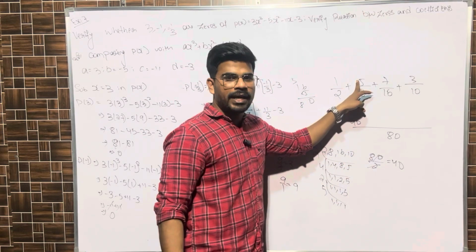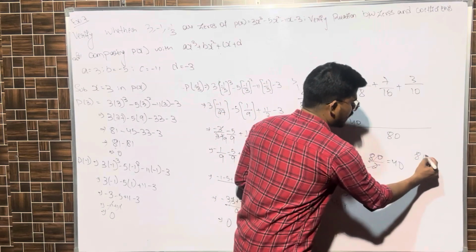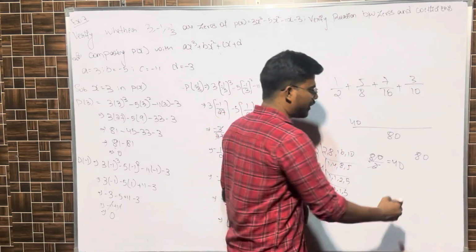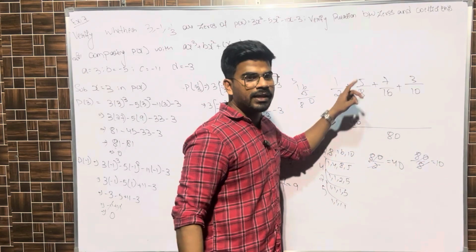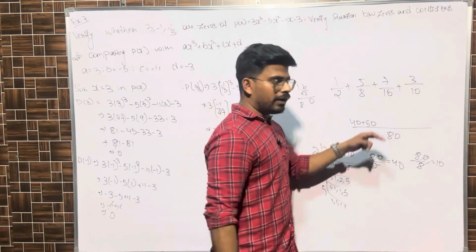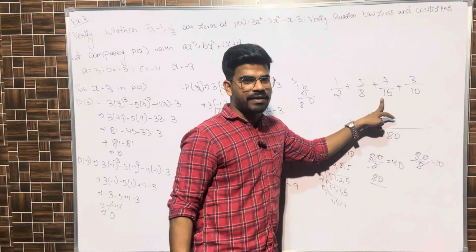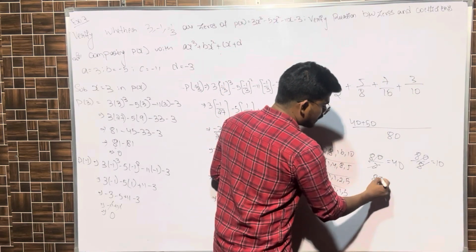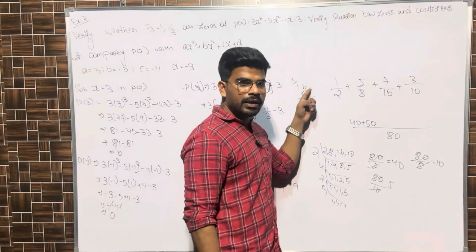Second, I have to multiply 5 with a certain number. How do I get that number? Take the LCM term which is 80. What is there in the denominator of 5? 8. 80 by 8 is nothing but 10. So I have to multiply 5 with 10. 5 10s are 50. Again, LCM term is 80. What is there in the denominator of 7? 16. 16 5s are 80.